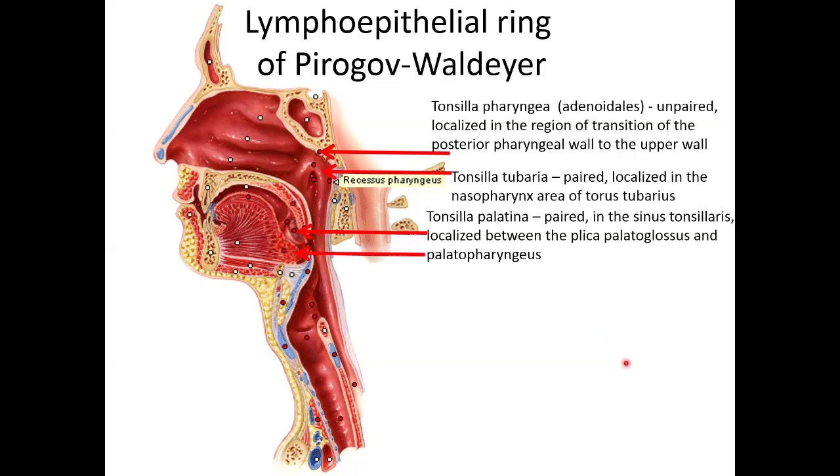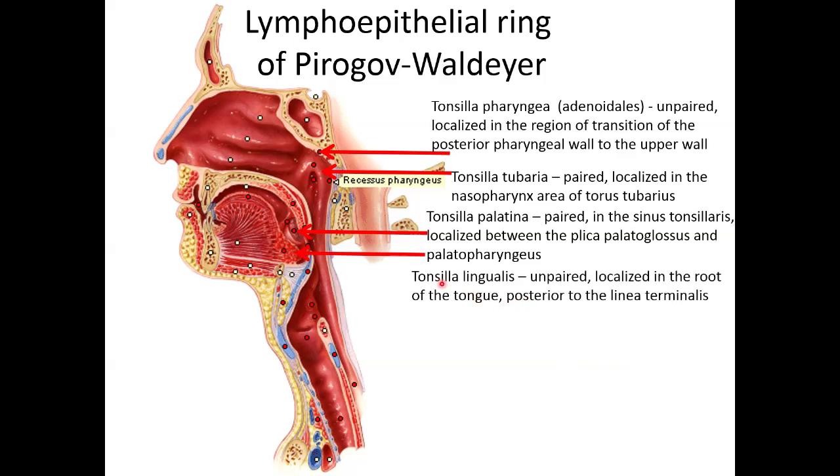And the last tonsil is here. This is tonsilla lingualis. Tonsilla lingualis. We can say that it's the radix of the lingua, the distal third of the tongue, which has a lot of lymphoid follicles on it.